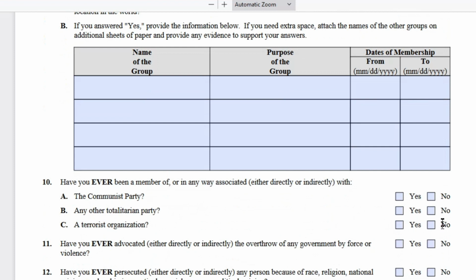No. Another totalitarian regime? Better not. Any terrorist organization? That one very far. Have you advocated the overthrow of a government by force? Hopefully not. Have you persecuted people based on religion?